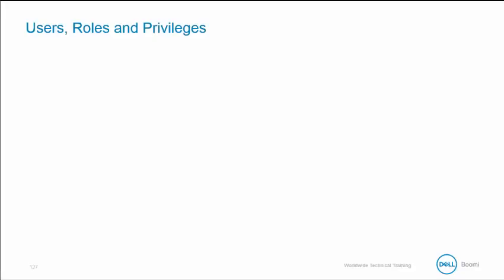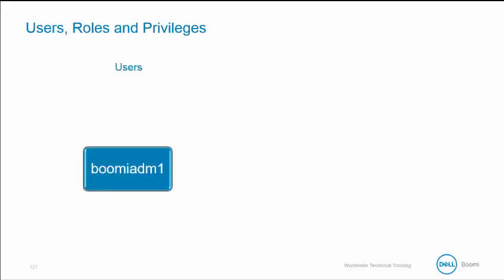In the installation section, we discussed user, roles, and privileges. Now let's take a look at this with a bit of a twist. Remember, a Dell Boomi platform user corresponds to the unique email address given direct access to one or more Dell Boomi accounts. So in this example, I am going to create a new user called boomiadmin1.